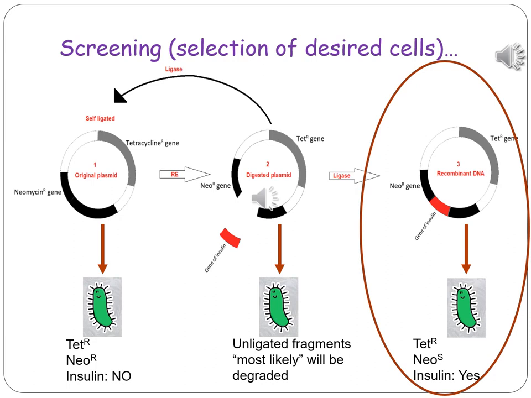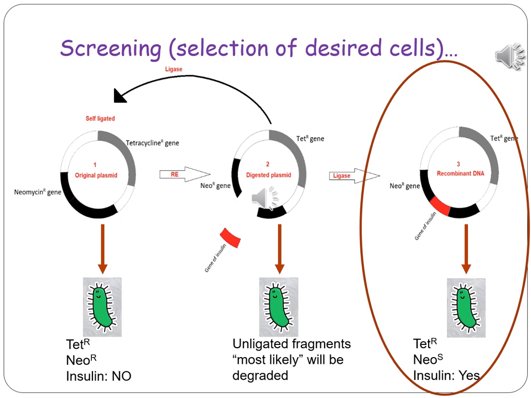On the other hand, the recombinant DNA has the neomycin resistant gene, but it's inactive. Why is it inactive? Because there is a gene of insulin inside this neomycin resistance gene, which means this neomycin resistant gene is disturbed. It's not active. So if we put the bacteria in a media that contains neomycin, it will be sensitive to neomycin and it will die in this media. Can this bacteria express insulin? Yes, definitely it can. Why? Because it has the gene of insulin.